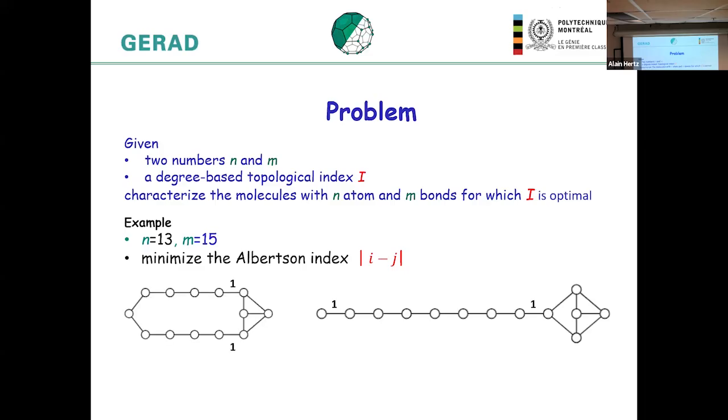And the answer here would be, there are 2 graphs. All these edges have value 0, because degree 2, degree 2, degree 2, degree 2. So 2 minus 2 is 0, 0, 0, 0, 0. 3 minus 3 is 0. Only 2 edges here have value 1, because it's degree 2 and degree 3, which means that for Albertson it's 1. So you have 2 such edges. And here also you have only 2 edges. And these are the only 2 graphs that minimize this function.